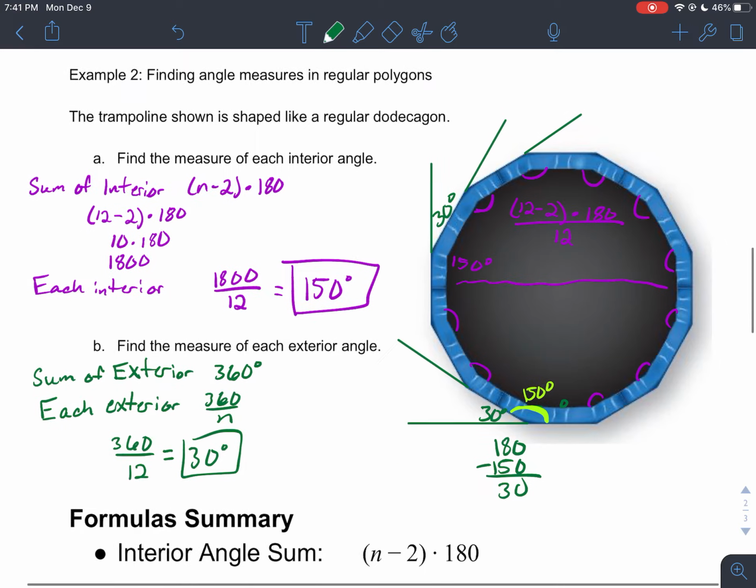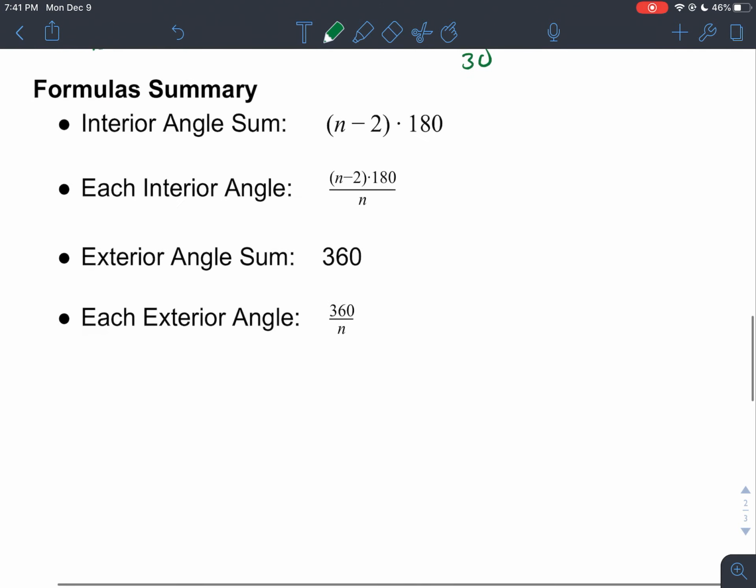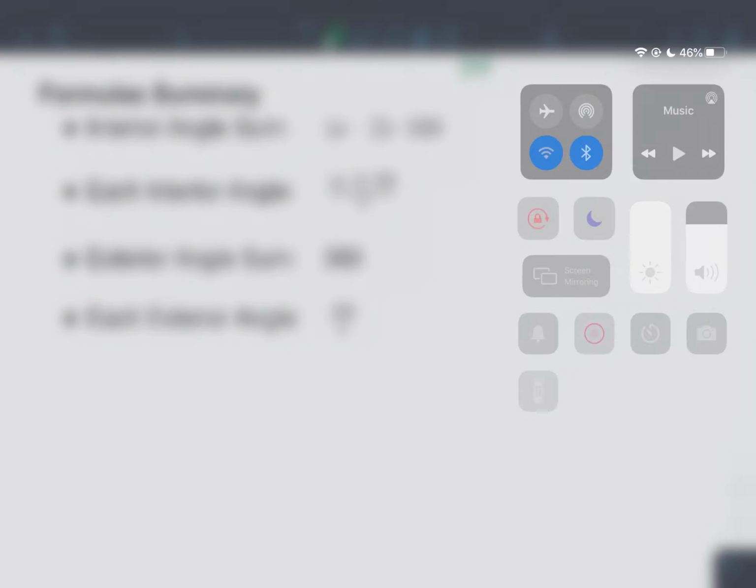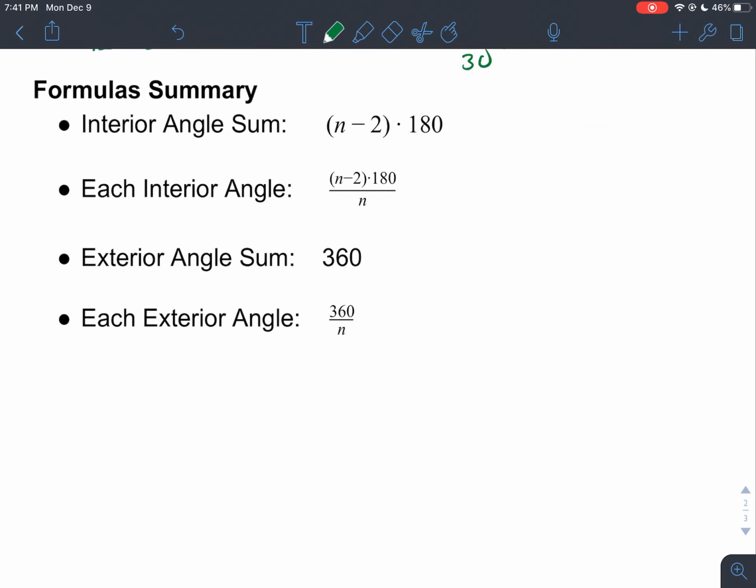So that is it for the 1.1 notes. We were finishing those up from yesterday.